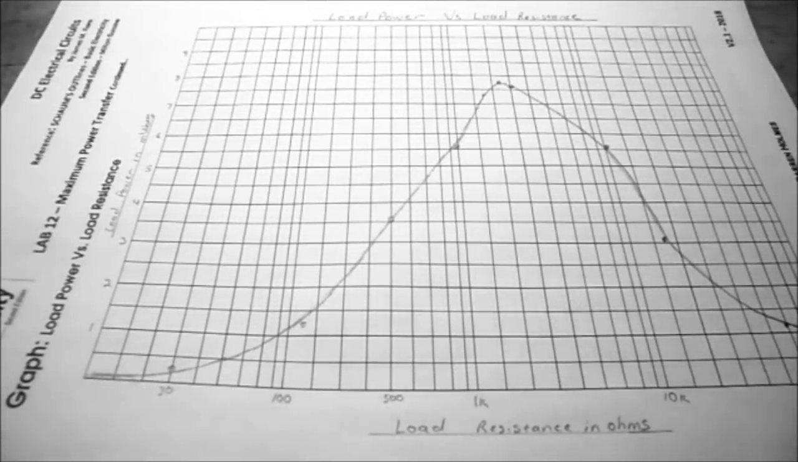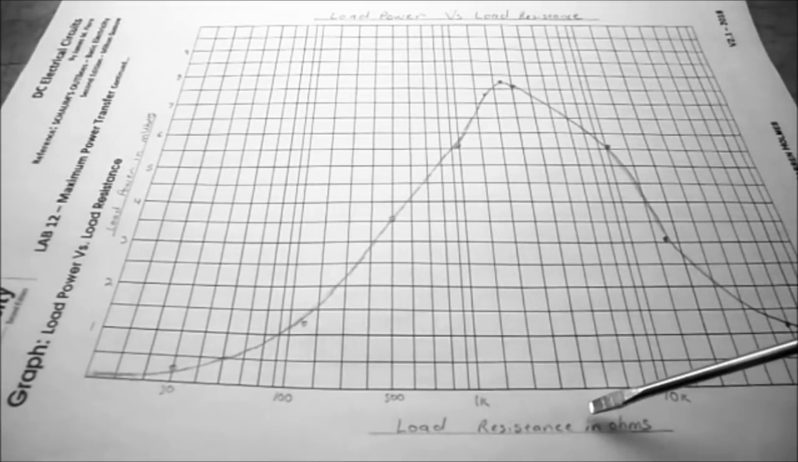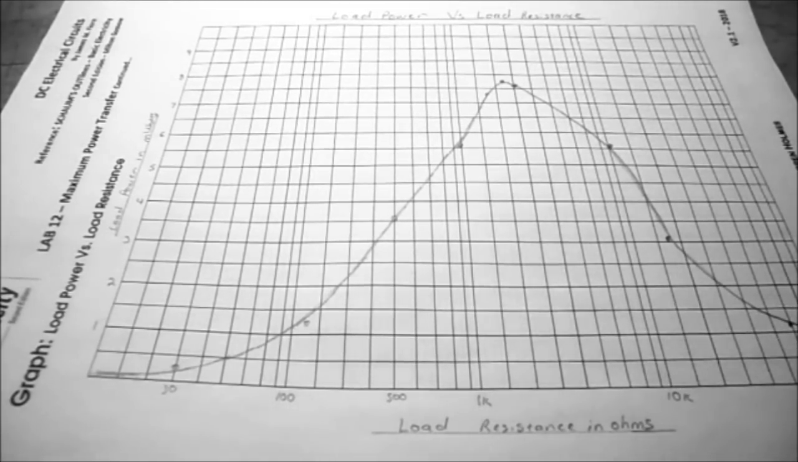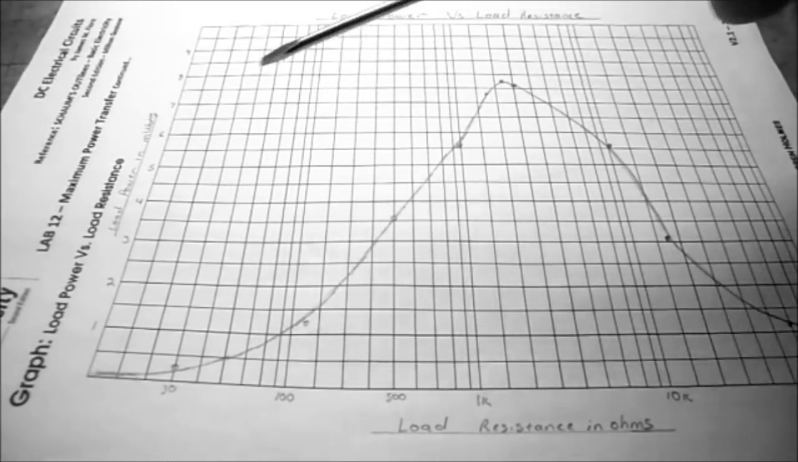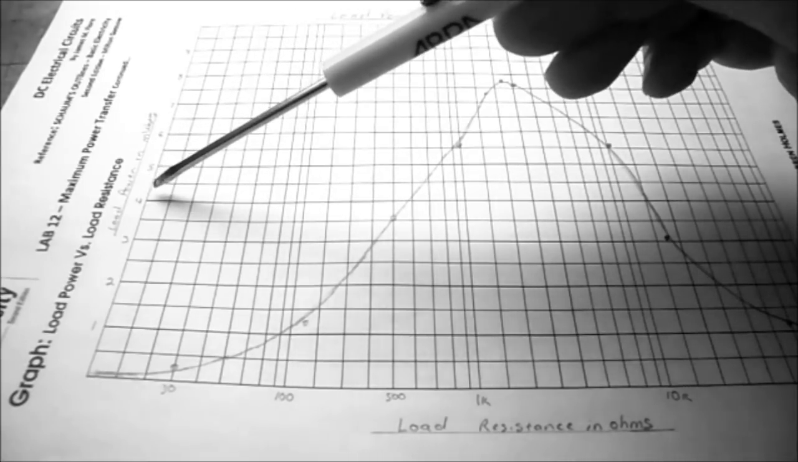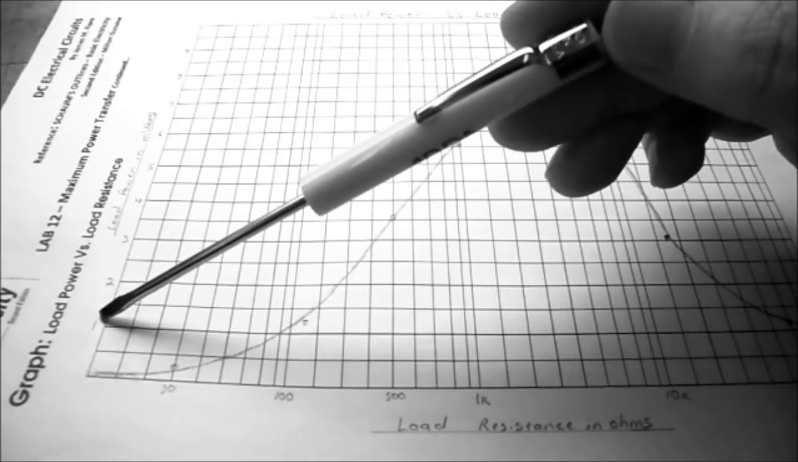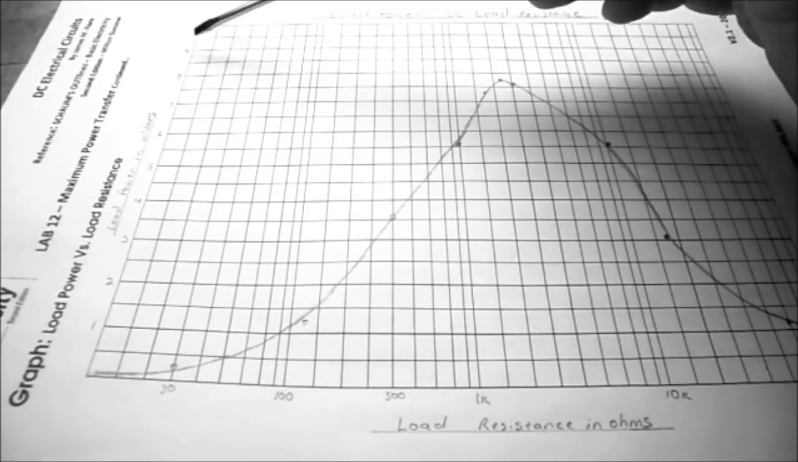So this is my graph of load power versus load resistance, and I've labeled the title at the top. On the horizontal axis, I have load resistance in ohms, and you'll notice I go 100, 1K, 10K, 100K, since this is a semi-log scale. On the vertical axis, I have load power, and it's in milliwatts. So 2 divisions is equal to 1 milliwatt. So 1, 2, 3, 4, 5, 6, 7, 8, 9 milliwatts.